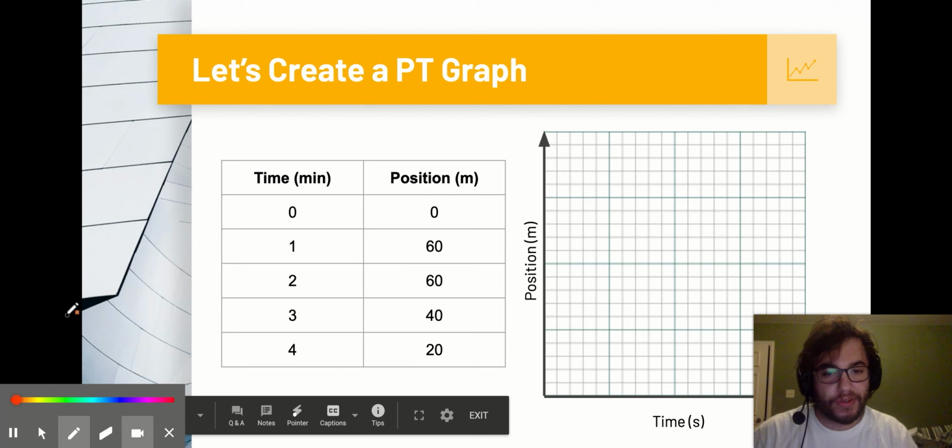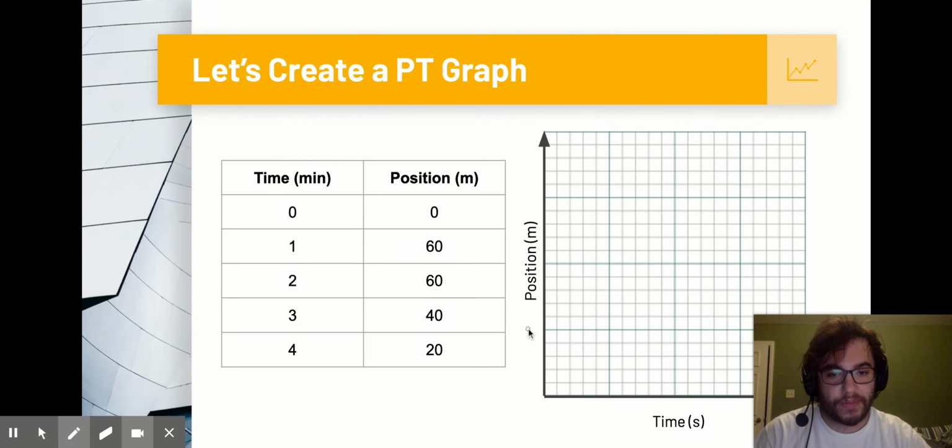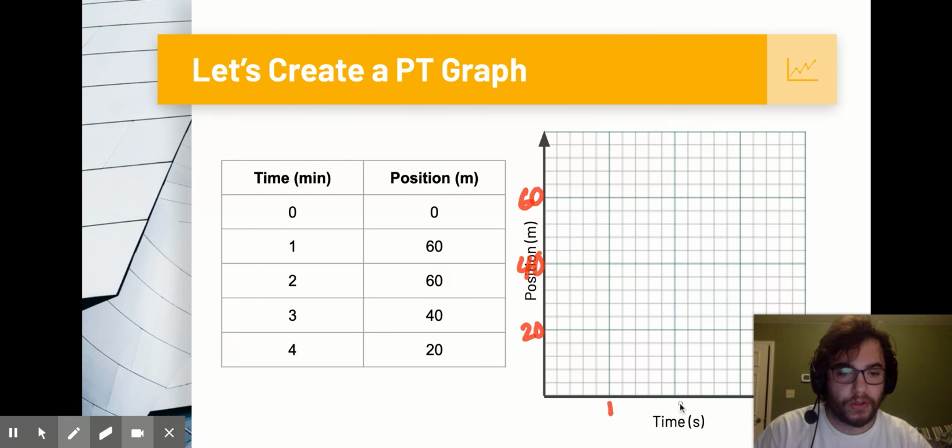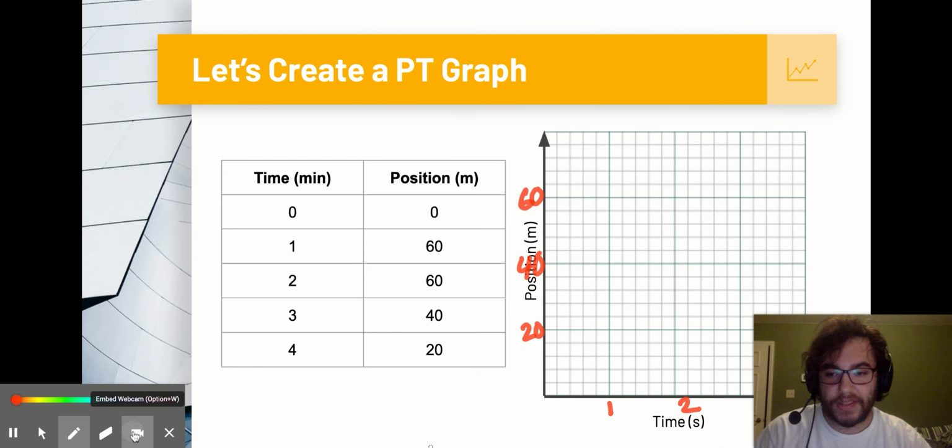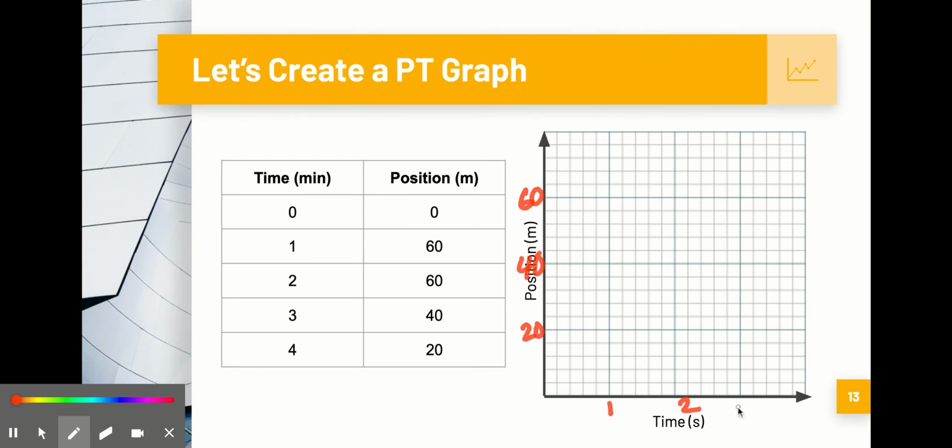All I want to do is go through how to make a good graph. Nothing too crazy. So I'm going to label this 20, 40, and 60. And then over here, I'm going to label this 1, 2, 3, 4. Now, we just gotta look at our graph.